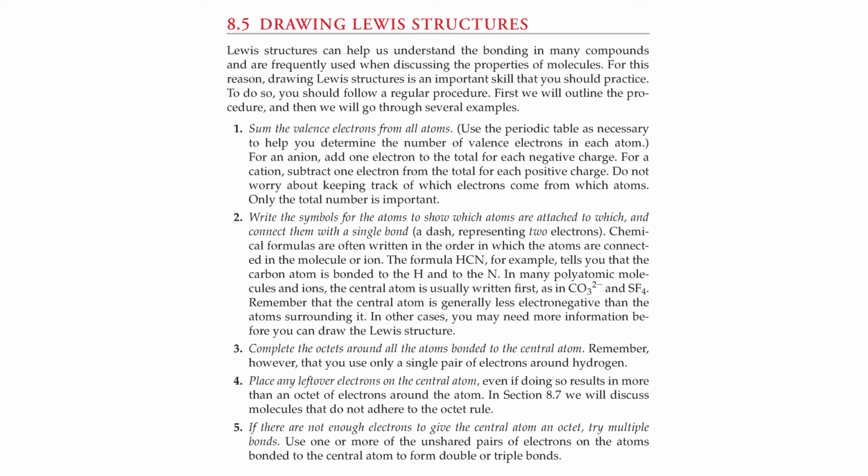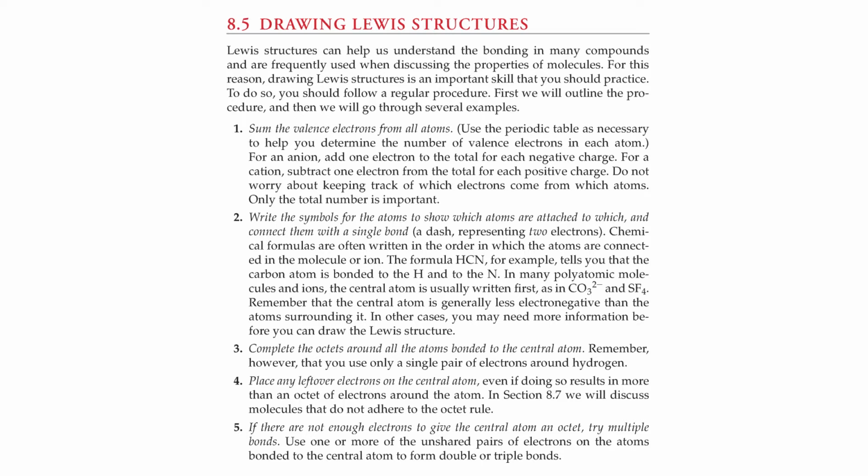Number 2. Write the symbols for the atoms to show which atoms are attached to which, and connect them with a single bond, a dash representing 2 electrons. Chemical formulas are written in the order in which the atoms are connected in the molecule or ion. The formula HCN, for example, tells you that the carbon atom is bonded to the hydrogen and to the nitrogen. In many polyatomic molecules and ions, the central atom is usually written first, as in CO3 2- and SF4. Remember that the central atom is generally less electronegative than the atoms surrounding it. In other cases, you may need more information before you can draw the Lewis structure.